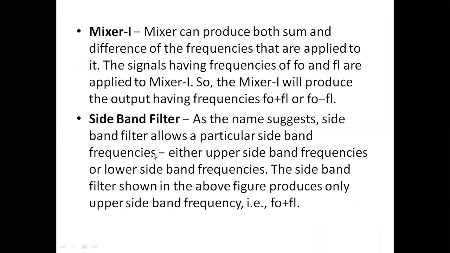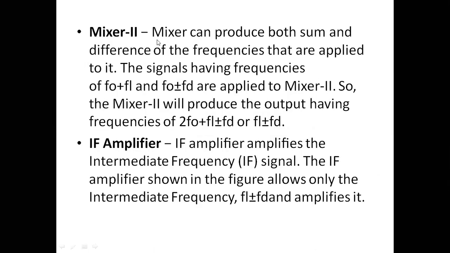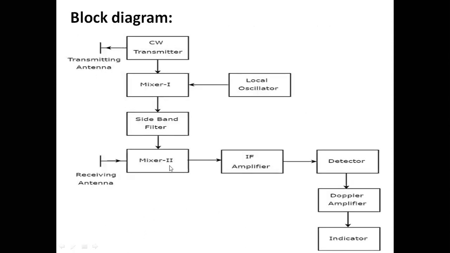నెక్స్ట్ mixer 2. So already we have another mixer. This mixer also produces the sum and difference of frequencies that are applied to it. So the signals having the frequencies of f naught plus fl and f naught plus or minus ft are applied to mixer 2. So the mixer 2 will produce the output having the frequencies of 2f naught plus fl plus or minus ft or fl plus or minus ft. So here we have one more mixer.